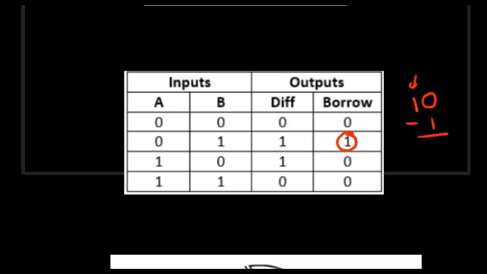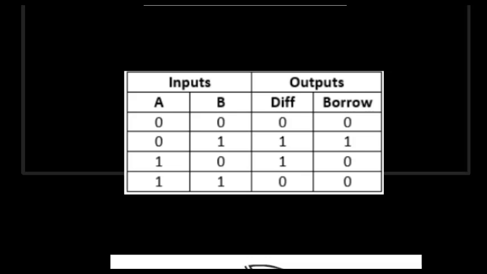Now the borrow makes this number 1 0. So 1 0 minus 1 is 1, because 1 0 in binary is 2 in decimal. 2 minus 1 is 1. So therefore difference is 1 and borrow is 1. This is the logic. Then of course 1 minus 0 gives difference 1, borrow 0. Then 1 minus 1, of course difference is 0, borrow is also 0.